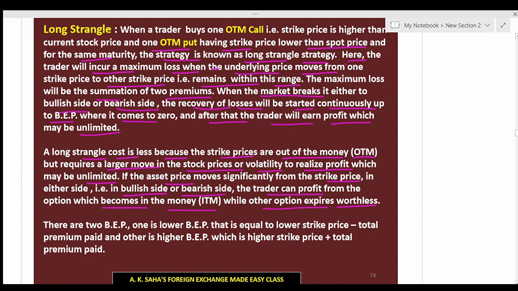There are two BEP. One is lower BEP, that is equal to lower strike price minus total premium paid, and the other is higher BEP, which is higher strike price plus total premium paid.